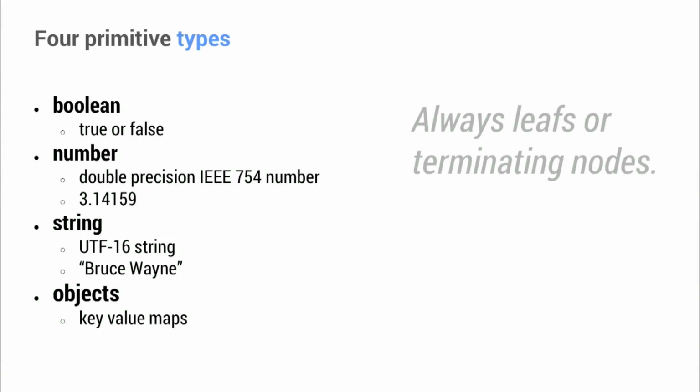So JavaScript variables can be 4 primary types. We have Boolean, number, string, and objects. The Boolean type is really just true or false. You guys already know that. Number type is basically any double precision floating number. You've got the string, which is like a UTF-16 encoded character array. Then you've got your objects, which are like a key value map. So those are the 4 primitive types.